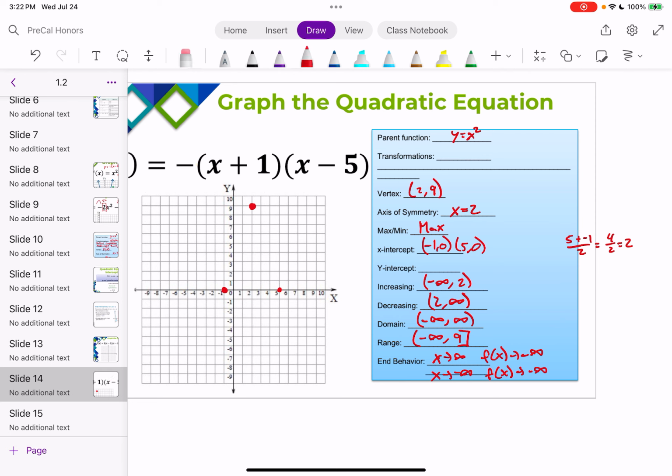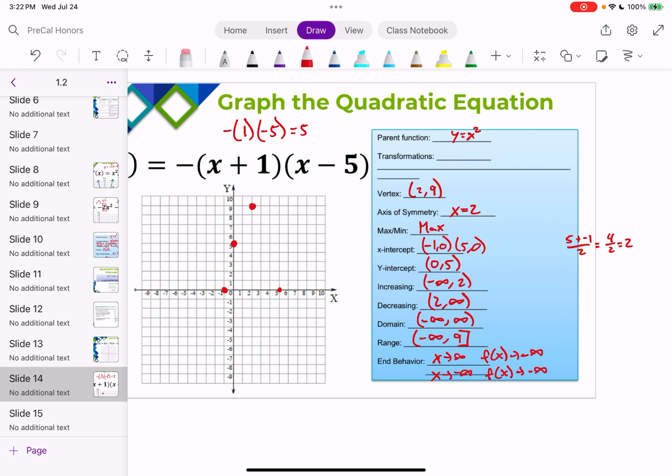Our y-intercept is whenever x is equal to 0. So we go ahead, 0 plus 1 is 1. 0 minus 5 is -5. -1 times -5 is a +5. So our y-intercept is going to be 0, 5.